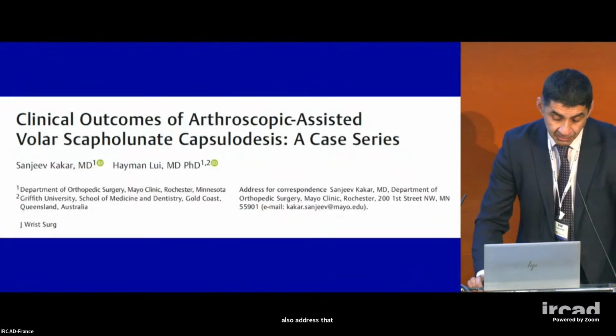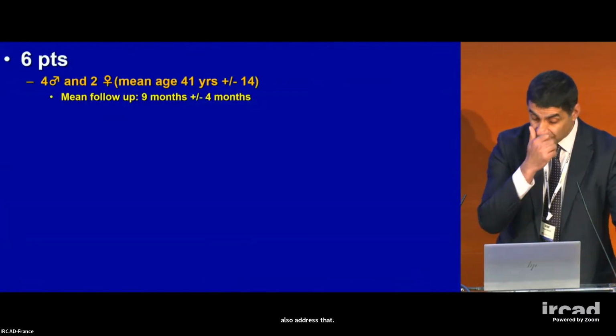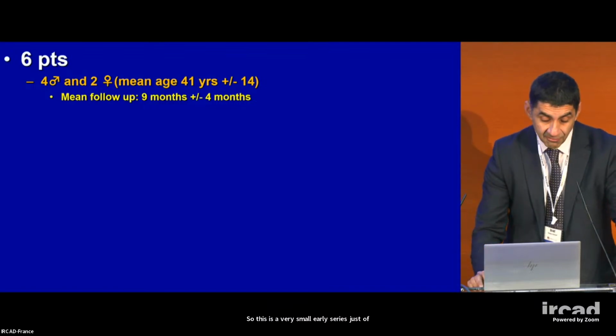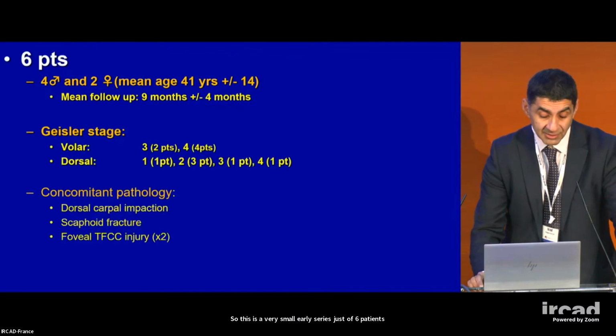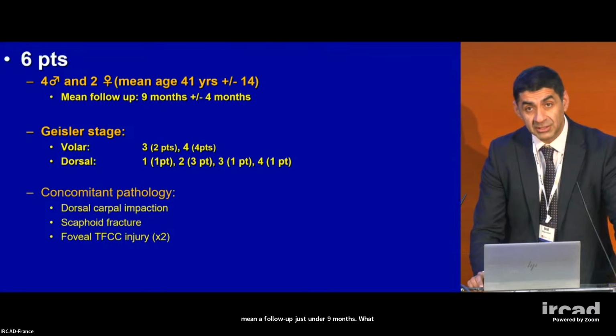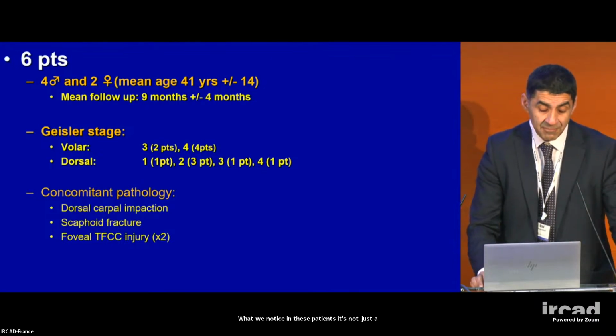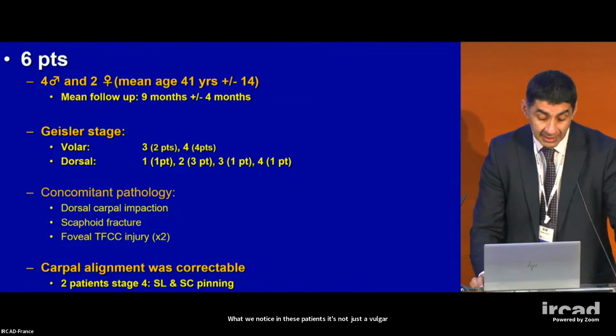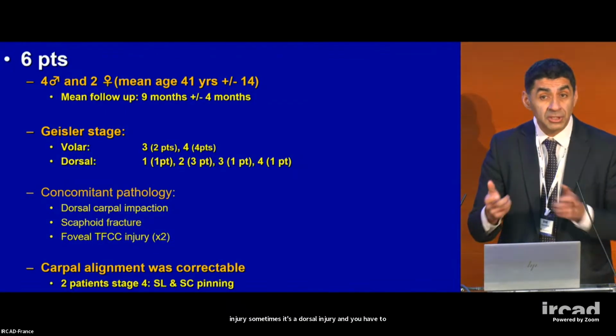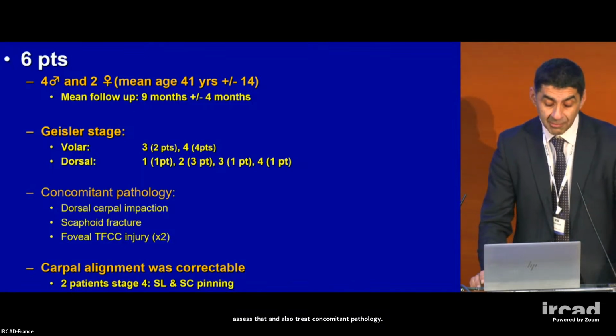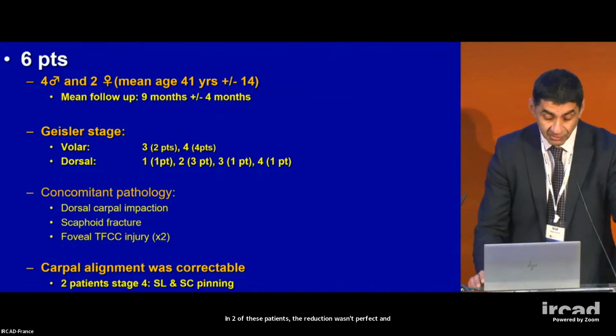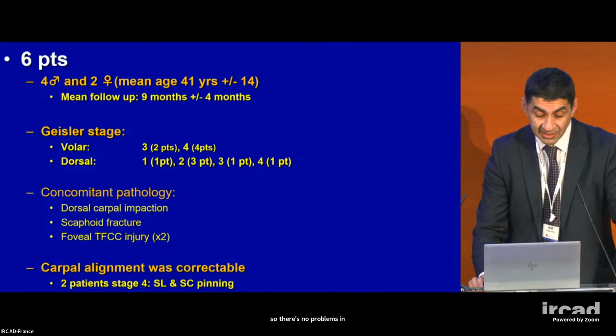So this is a very small early series, just of 6 patients, mean follow-up just under 9 months. What we notice in these patients, it's not just a volar injury, sometimes it's a dorsal injury and you have to assess that and also treat concomitant pathology. In 2 of these patients, the reduction wasn't perfect, and so there's no problem in pinning. We've learned that from Christoph's work, that sometimes pinning does help.